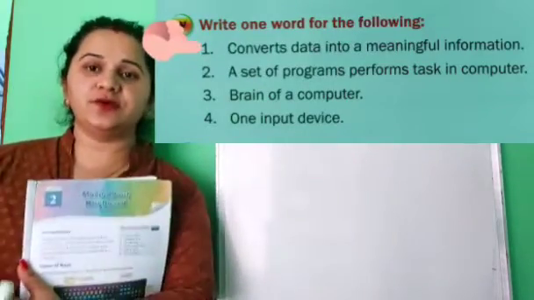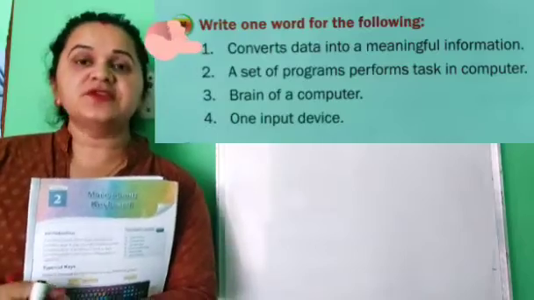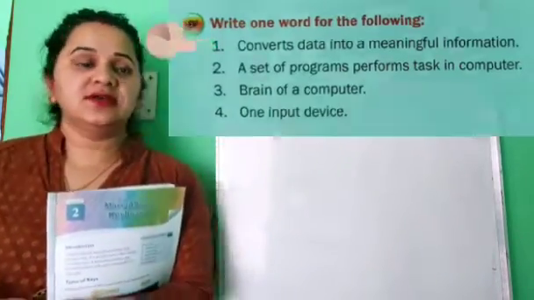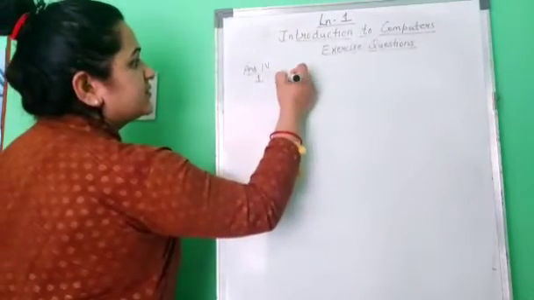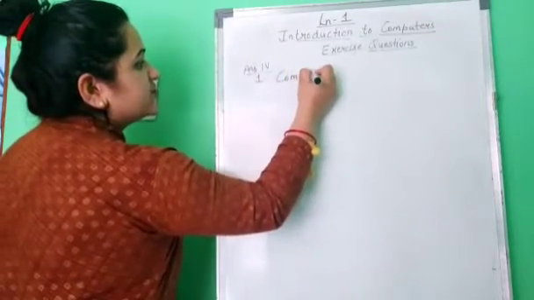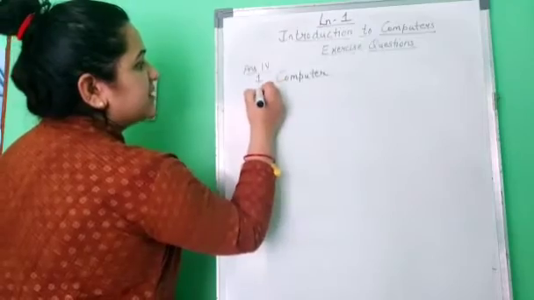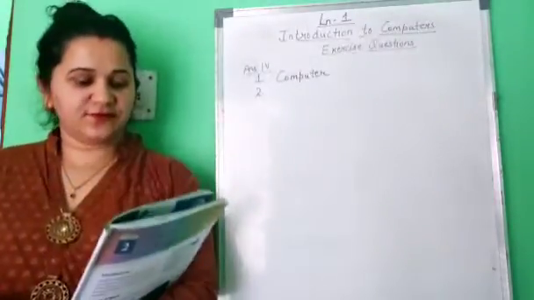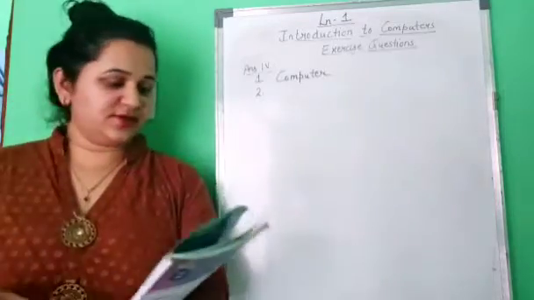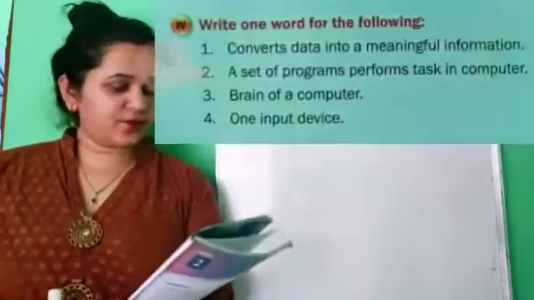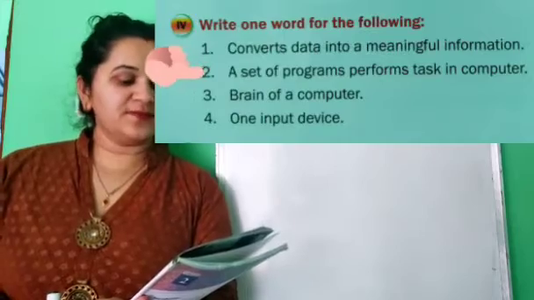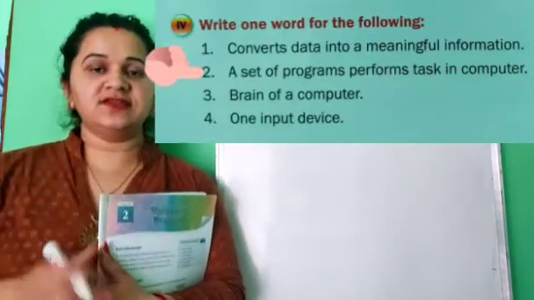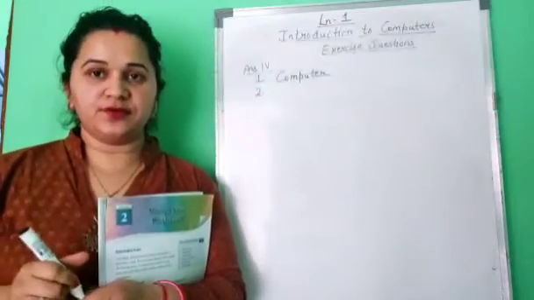Now here we have to write down one word for this statement. So, which converts the data into a meaningful information? Yes, children, a computer. Computer is an electronic machine that converts the data into a meaningful information. Okay. Now come to the second point. A set of programs performs task in computer. Let me give you a hint. It is one of the parts of computer.